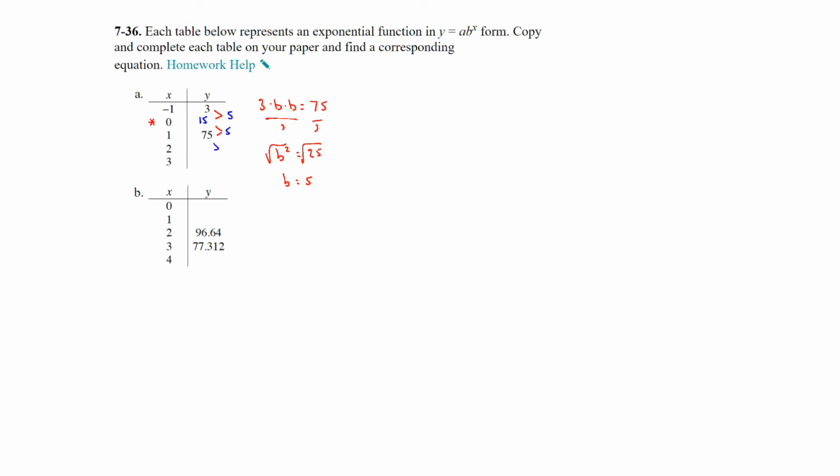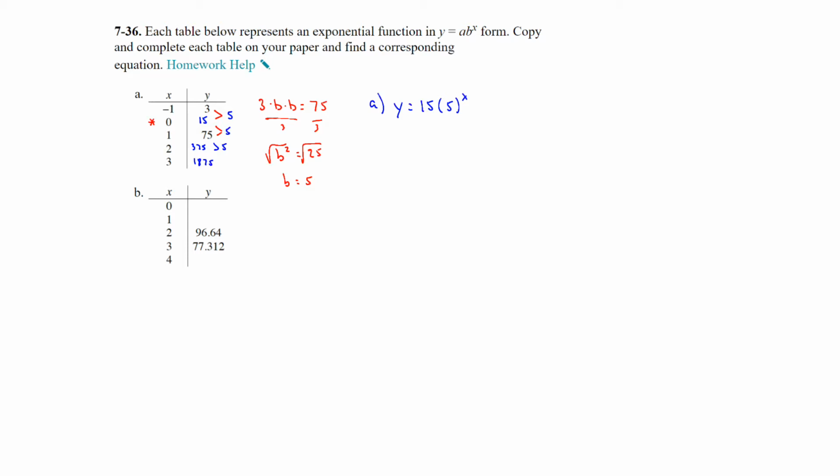And then we'll just keep going and multiplying by 5s. So 75 times 5 is 375, and 375 times 5 is 1,875. So we've completed the table. We have the information to write the equation, so now let's write the equation. Y equals the initial value of 15 times the multiplier of 5, and since that just happens over and over again, we raise it to the x power.